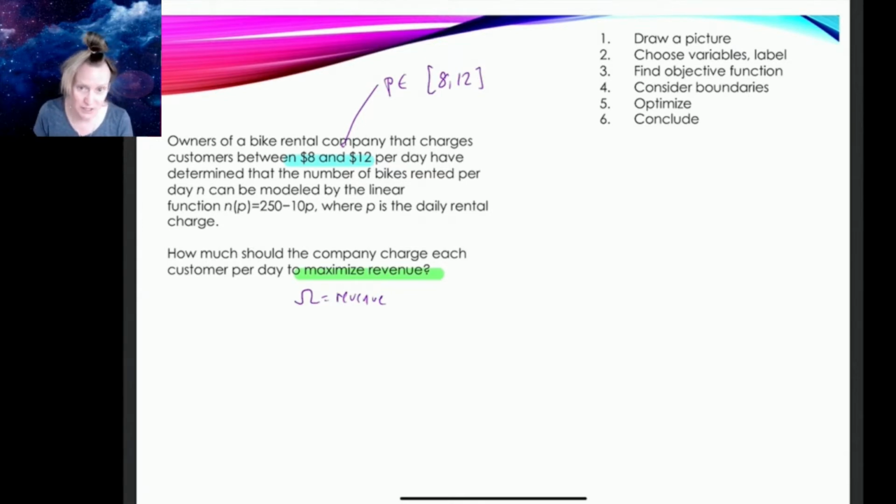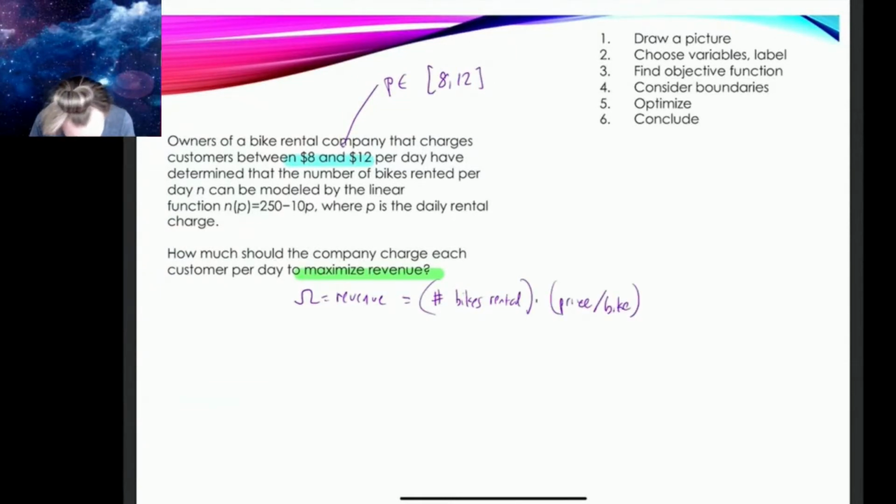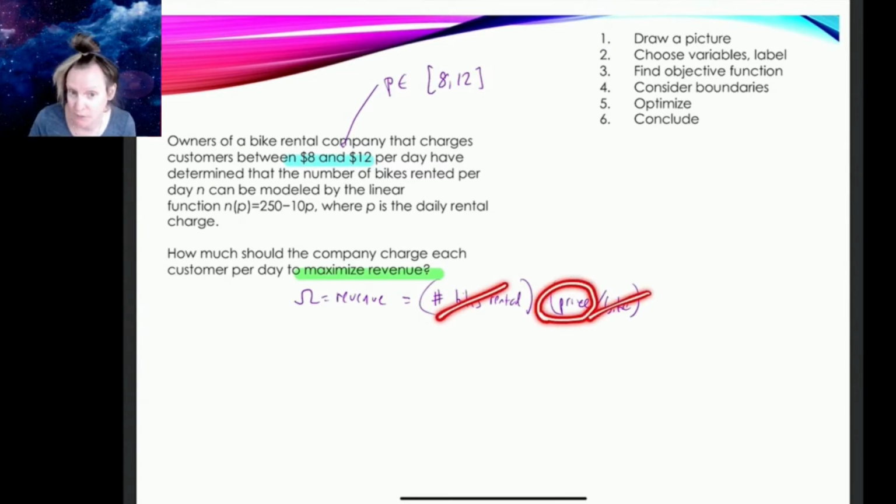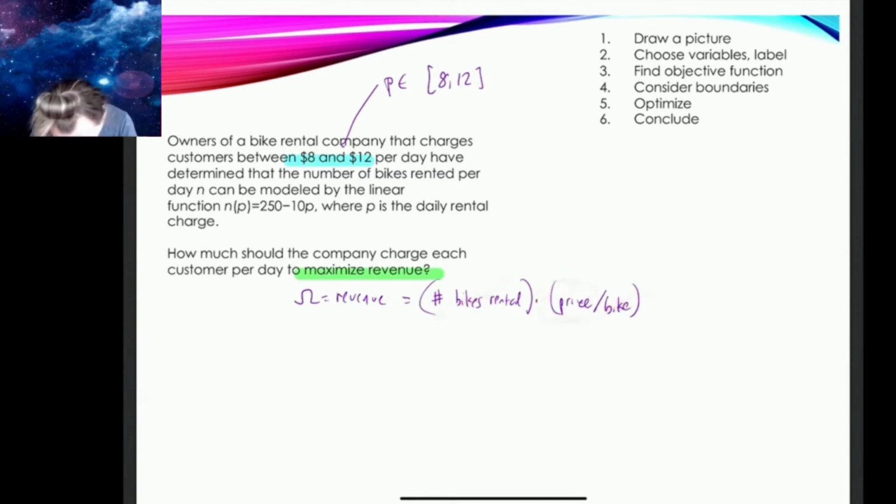Now, as far as the objective function goes, think about it. If you're selling gallons of milk, how much revenue do you generate? It's the number of gallons you sold times the price per gallon. The same thing is true here: revenue is equal to the number of bikes rented times the price per bike. Thinking about that in terms of factor labeling, I'd have bikes canceling with 1 over bikes, which would just leave me with price, or dollars, as the unit of this measurement.